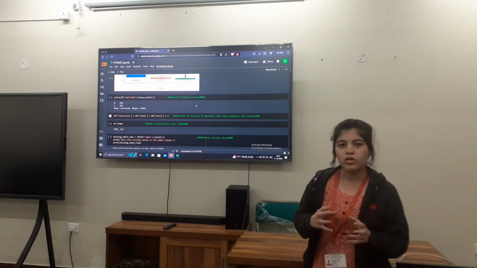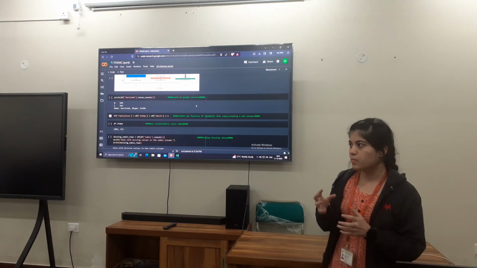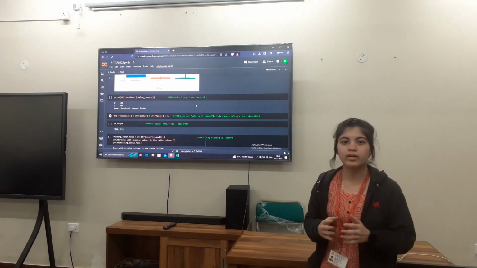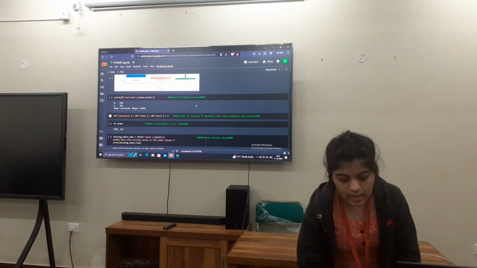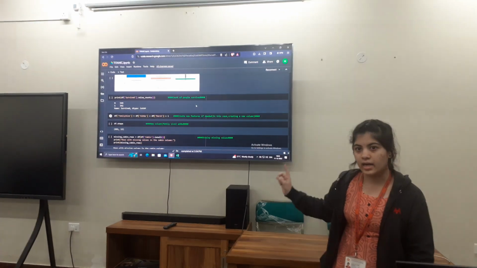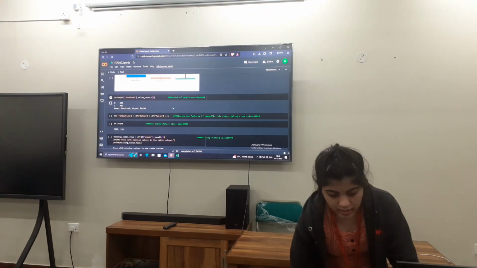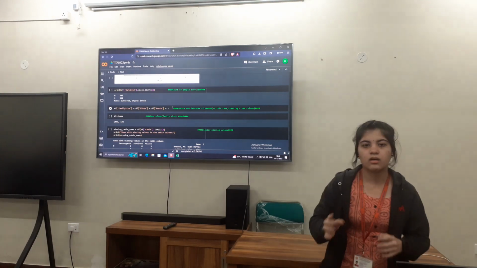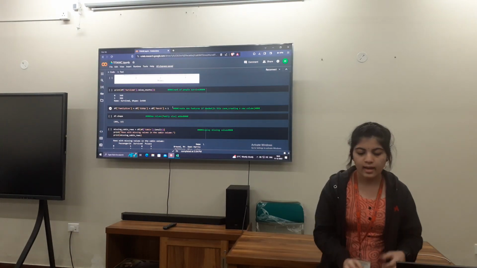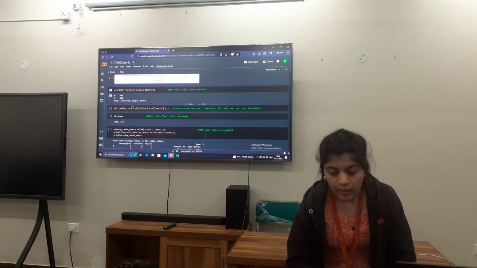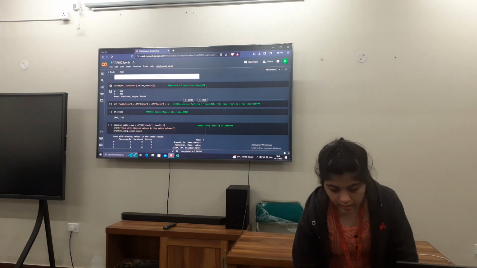And next one is survived. I print the counts of those people who survived and those who couldn't survive. As you can see, I have the data of 891 rows as I mentioned earlier. So 549 is the count of people who did not survive, and 1 represents the people who survived, that is 342.